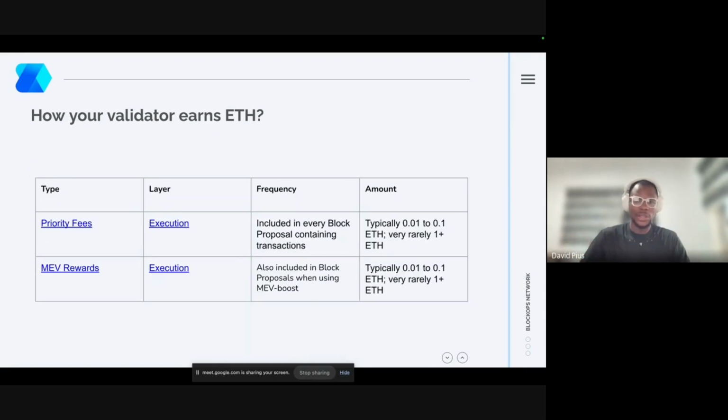Then you also have priority fees and MEV rewards. MEV rewards also come when you have that set of software. For instance, a lot of people doing arbitrage trading want a fast validation of their transaction, and they want to pay more for that transaction to happen.